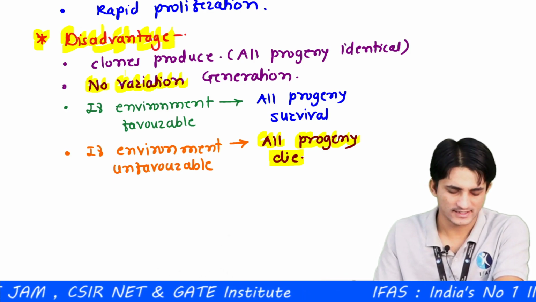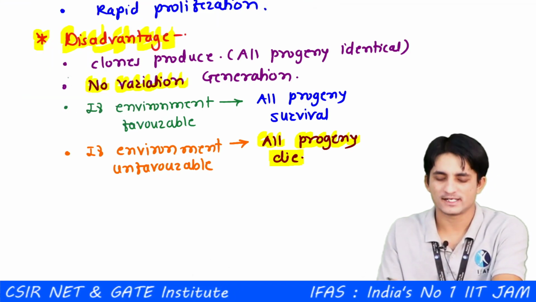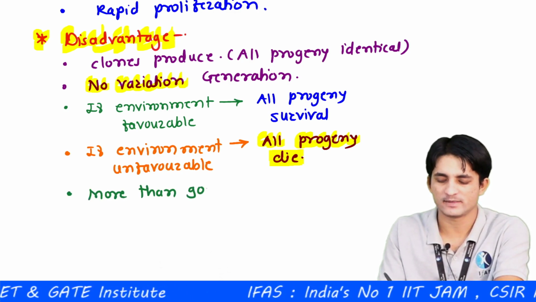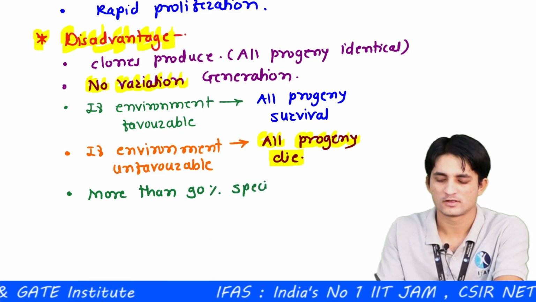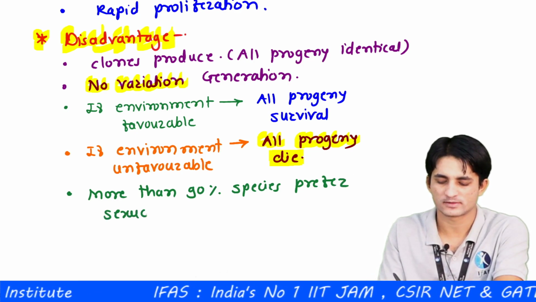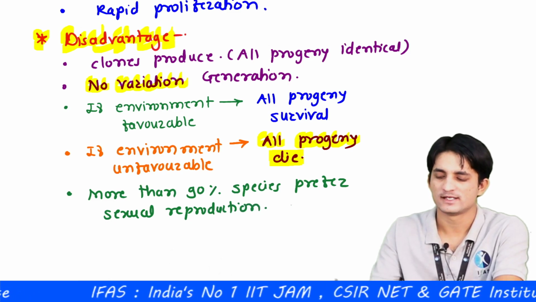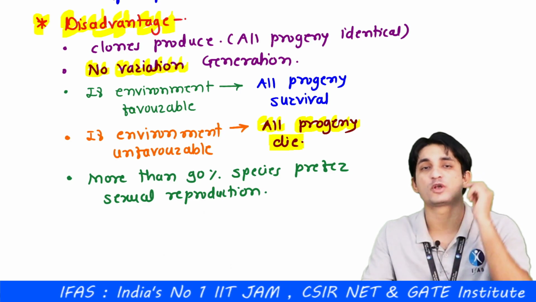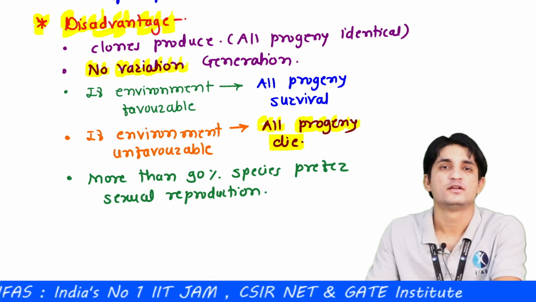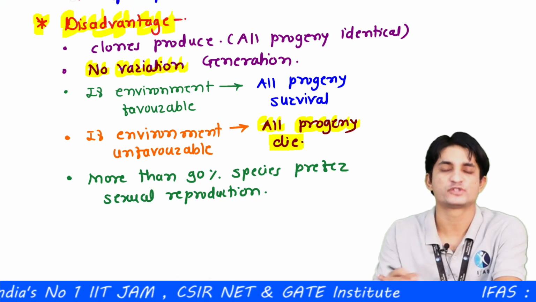Therefore in this case more than 90% of species prefer sexual reproduction. So even if a species can reproduce asexually, it also prefers sexual reproduction because it wants the variation. So that is the major disadvantage of asexual reproduction. Now what is sexual reproduction?